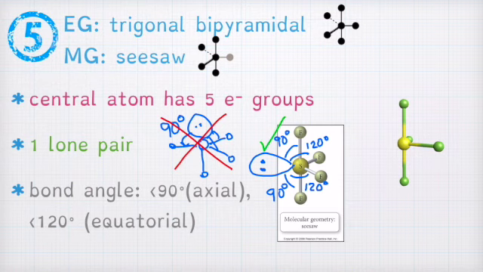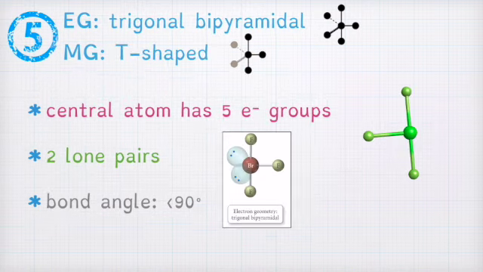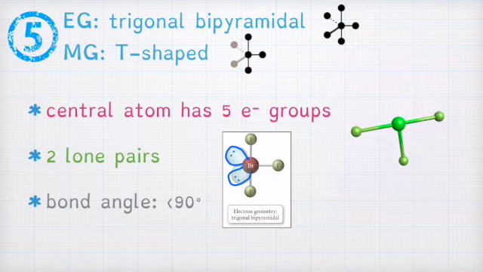The reason that this is called seesaw is because if you tip it over, it looks like a seesaw, aka a teeter-totter. If you have 5 electron groups, but 2 of them are lone pairs, then both of the lone pairs are going to position themselves in an equatorial spot. And so the molecule that's left over has both of the axial positions and one of the equatorial positions. And if you rotate this, it looks like the letter T, and so this is very cleverly named T-shaped.